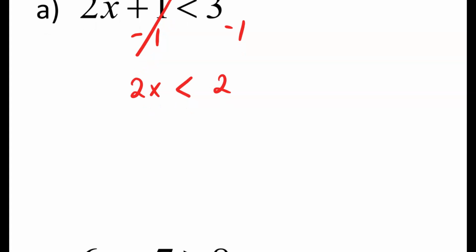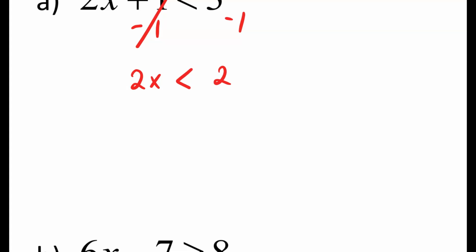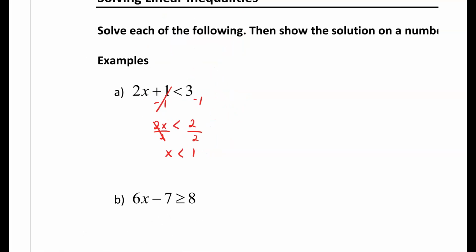Let's change that color. Subtract 1 and subtract 1. That cancels it off on the left-hand side, and we have 2x is less than 3 subtract 1, which gives us 2. Now we can isolate for x. We have 2x and we want x by itself, so we divide by 2 and we do it to both sides, canceling off on the left-hand side, leaving us with just x is less than 2 divided by 2 gives us 1. So we have x is less than 1.